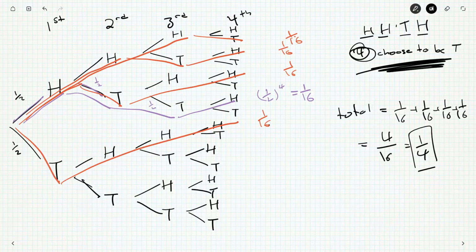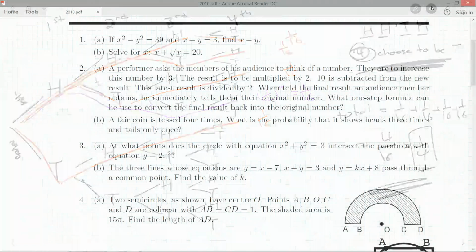But, if you didn't know that, if you were unsure if it was a weirder probability, like maybe 1/3 of the times we get heads and 2/3 of the times we get tails, that would change, and you probably should do a tree diagram at that point. But there's your answer, 1/4, and that finishes up 2B.